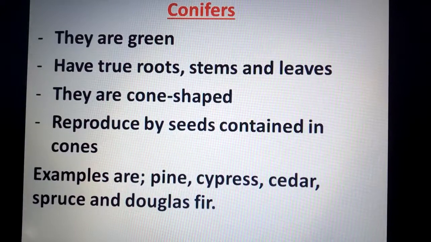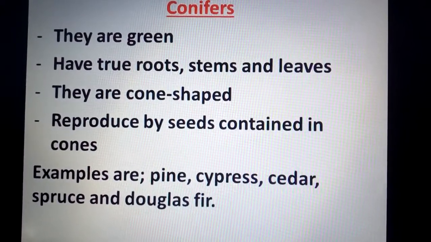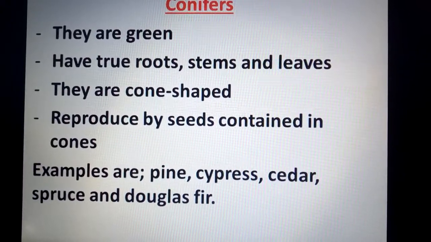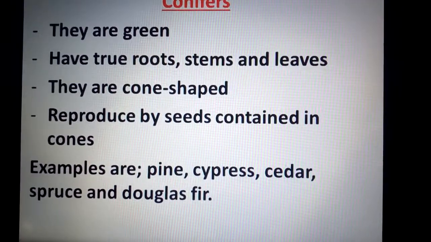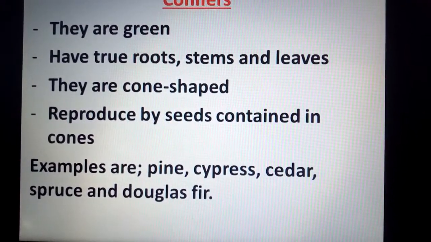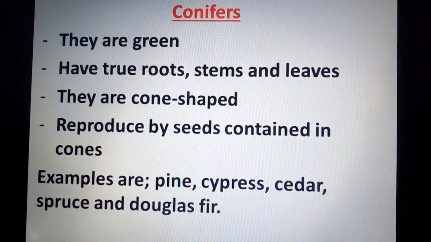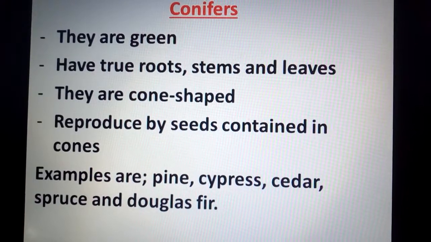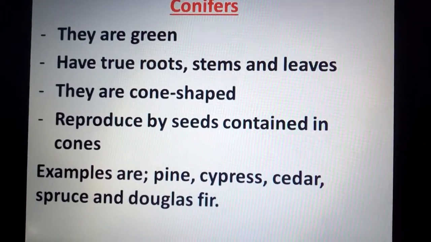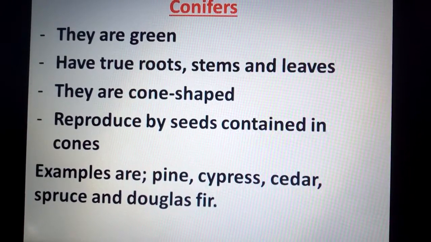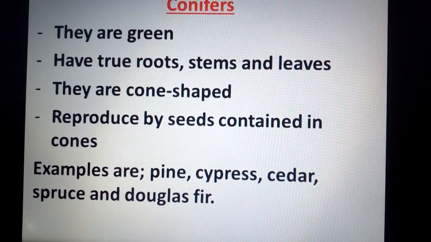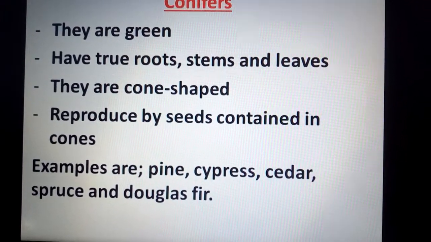We have conifers. They are green, and have true roots, stems, and leaves. They are cone-shaped and reproduce by seeds contained in cones. Remember, they are non-flowering. So if they are non-flowering, how do they produce their seeds? Their seeds are contained in cones. Examples are pine, cypress, cedar, spruce, and Douglas fir.